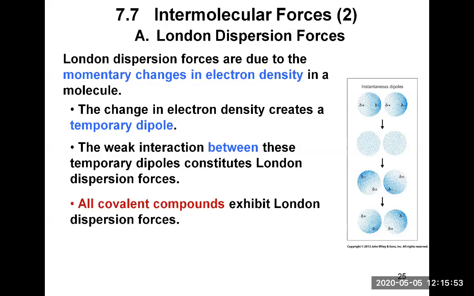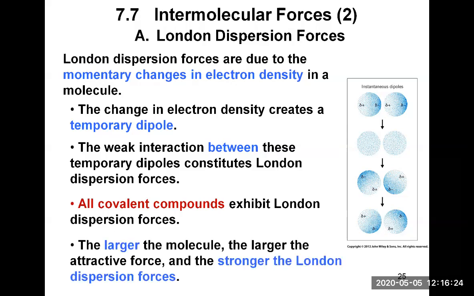So all covalent compounds exhibit the London dispersion forces because all covalent compounds are made of atoms which have an electron cloud. So all molecules will always exhibit London dispersion forces. So when you are asked to list the intermolecular forces that are happening within a substance, you will always list London dispersion forces.